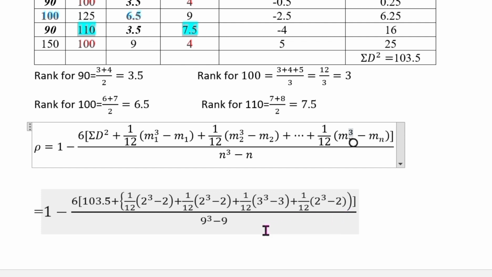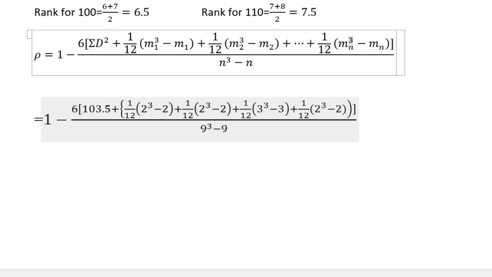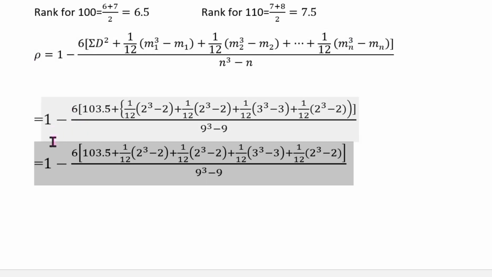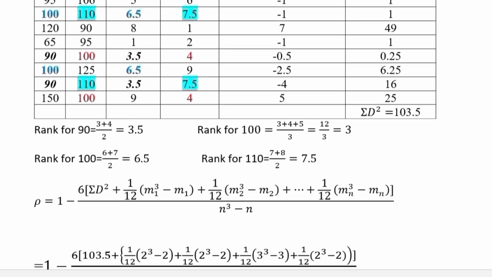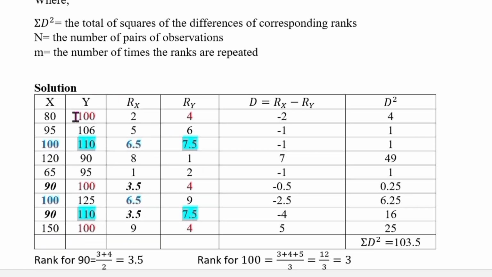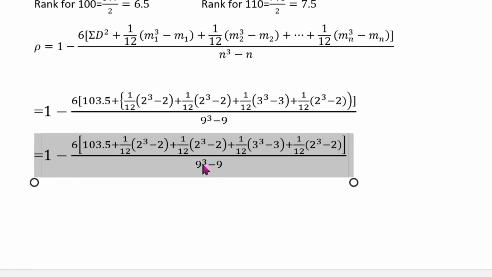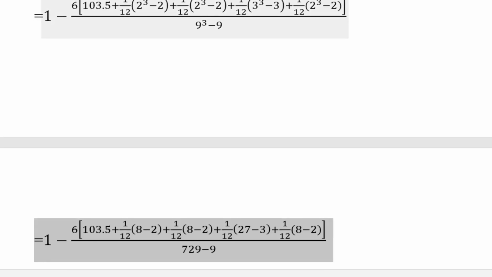So that simplifies to this one. When you perform this, you realize this will be 103.5 plus 1 over 12 into 8, 2 cubed minus 2 all the way up to there, over the denominator, which is the number of pairs of observations, which are 9. We have 9 pairs of observations: 1, 2, 3, 4, 5, 6, 7, 8, 9. So we have 9 cubed minus 9, and then that simplifies to this one.